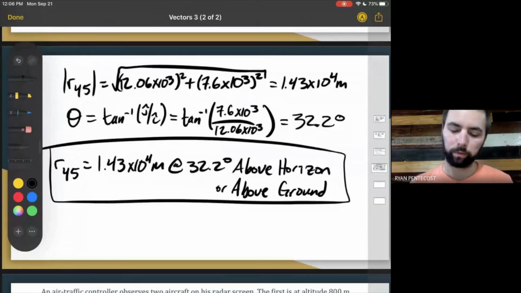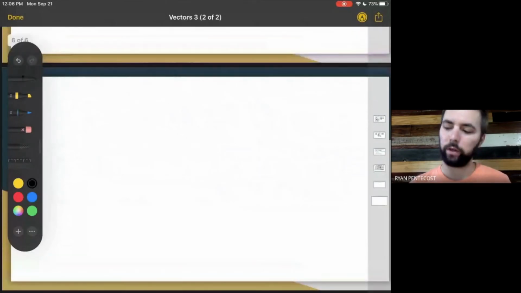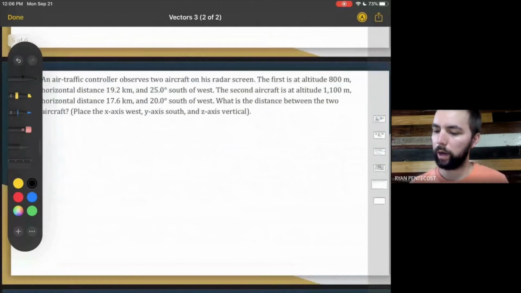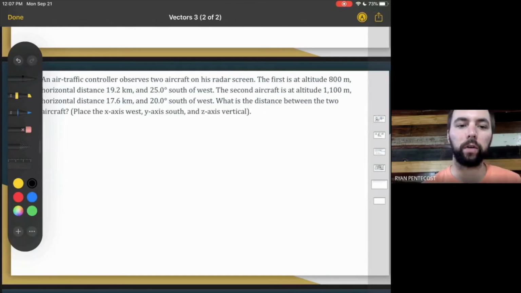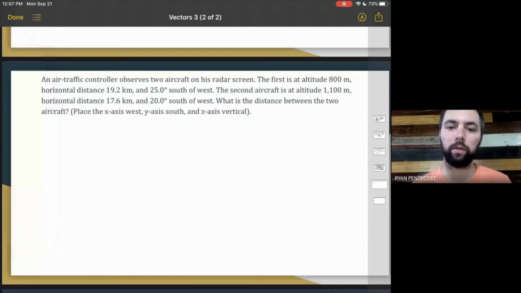Okay, all right, this last one is a bit of a doozy. Okay, so an air traffic controller observes two aircraft on his radar screen. The first is at an altitude 800 meters, horizontal distance 19.2 kilometers and 25 degrees south of west. The second aircraft is at altitude 1,100 meters, horizontal distance 17.6 kilometers and 20 degrees south of west. What is the distance between the two aircraft?